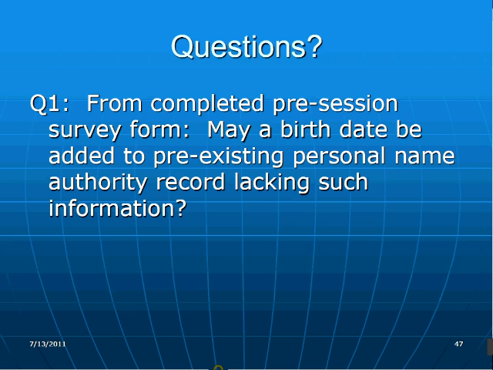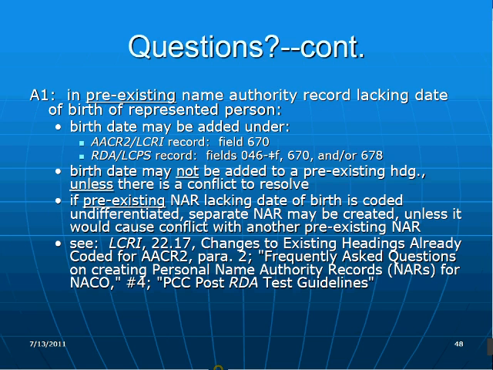The first question: may a birth date be added to a pre-existing personal name authority record lacking such information? In a pre-existing name authority record lacking date of birth of a represented person, the birth date may be added under field 670 if it's an AACR2 LC record. If it's an RDA LCPS record, field 046 subfield f, 670 and/or 678. The birth date may not be added to a pre-existing heading unless there is a conflict to resolve.